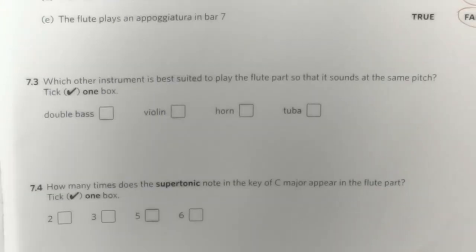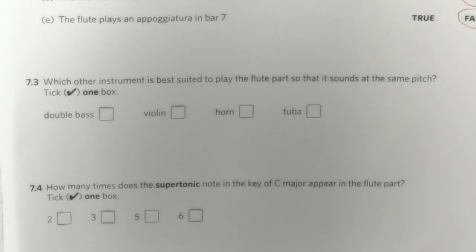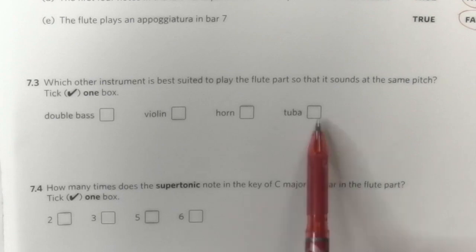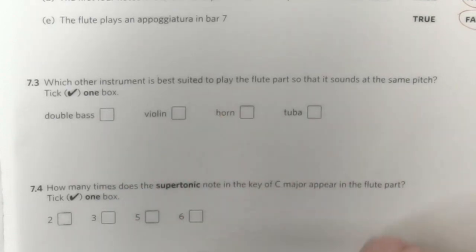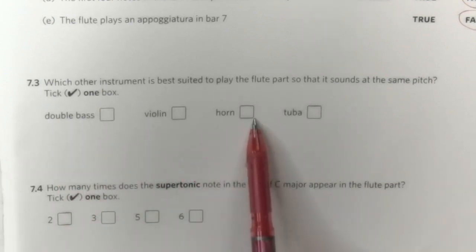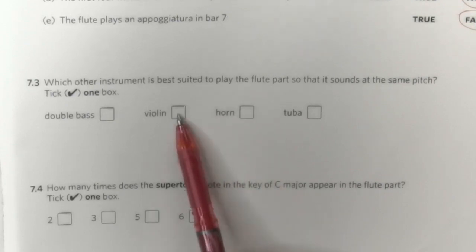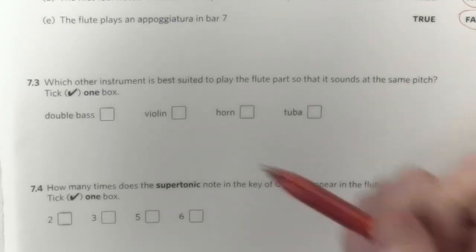Let's move on. Question number 3. Which other instrument could play the flute part? And why do we say this? Because some of the instruments won't be able to. For example, tuba and double bass are very low in the register, so they couldn't play the flute part. And horn as well, some of the notes are out of the compass. So the only possible answer is the violin.